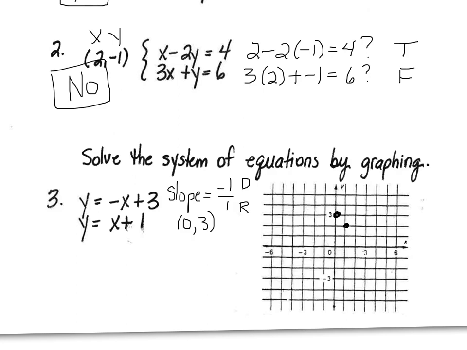And then I'm going to go down 1 and right 1. Down 1 and right 1. And you can keep going down 1 and right 1 as much as you want. I'm going to try to get as many points as possible. I could also go up 1 and left 1. And once you get all that taken care of, then let's try to draw on the best line that we can.